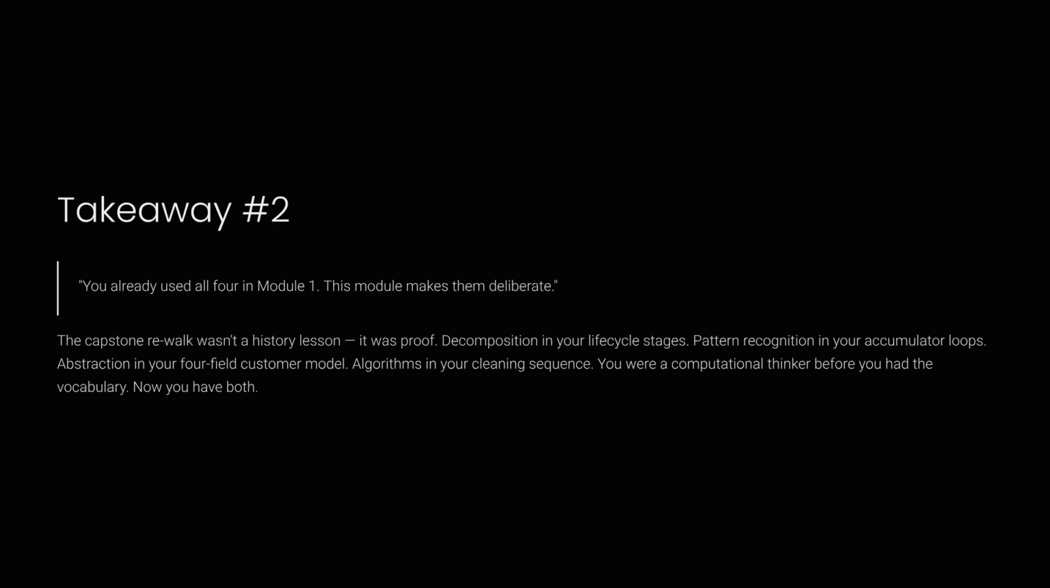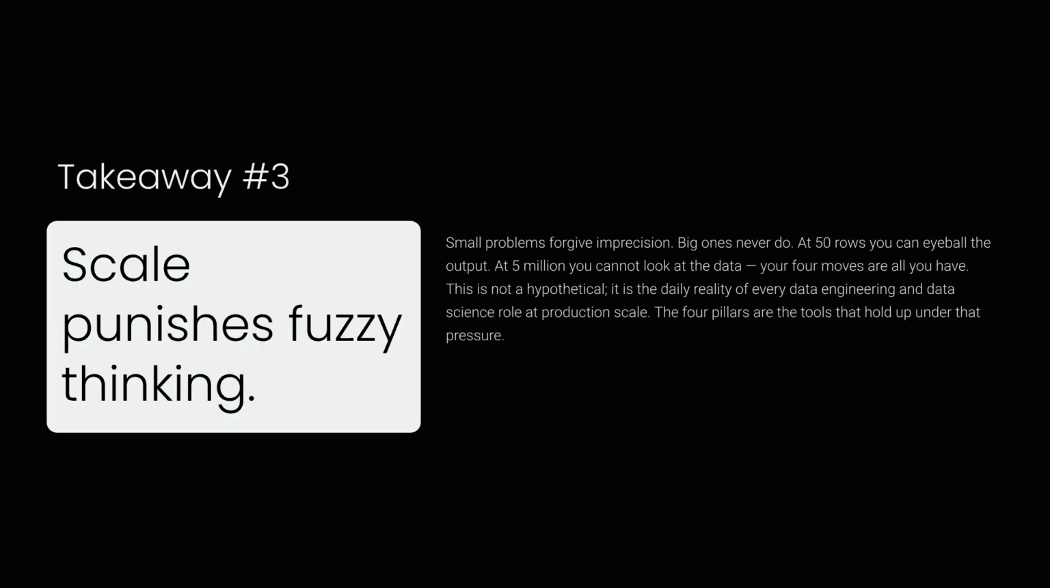Takeaway 2. You already used all 4 in Module 1. This module simply makes them deliberate. You were a computational thinker before you had the formal vocabulary. Now you have both. Takeaway 3. Scale punishes fuzzy thinking. While you can eyeball small data, massive datasets require the precision of these 4 pillars to ensure your logic holds up under pressure.